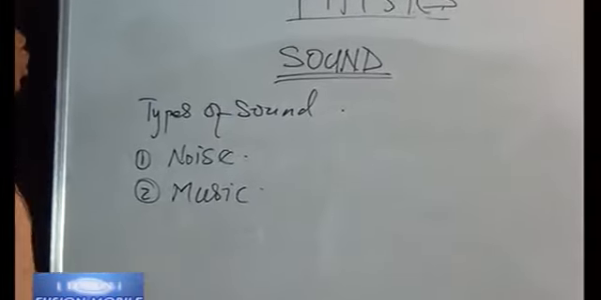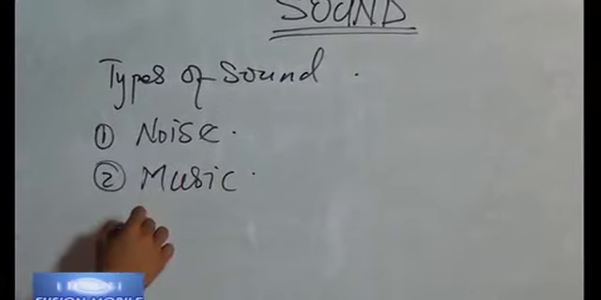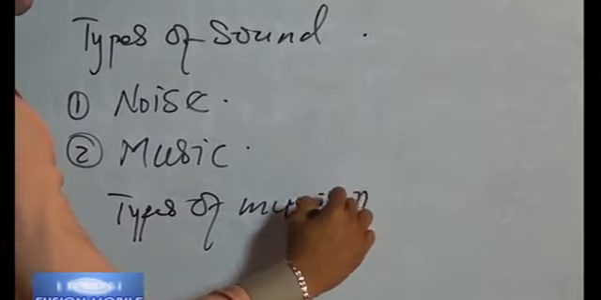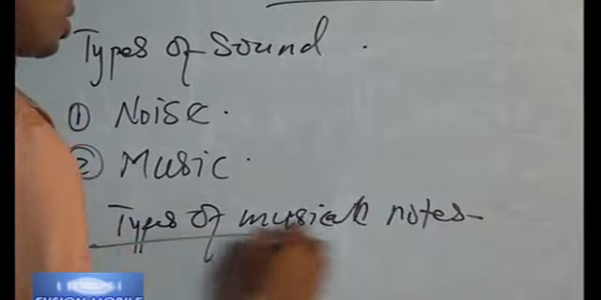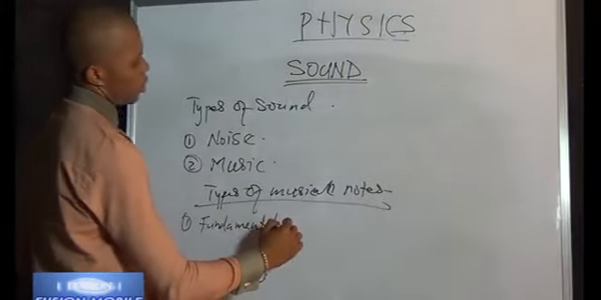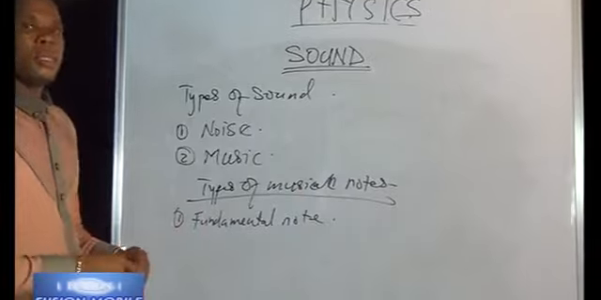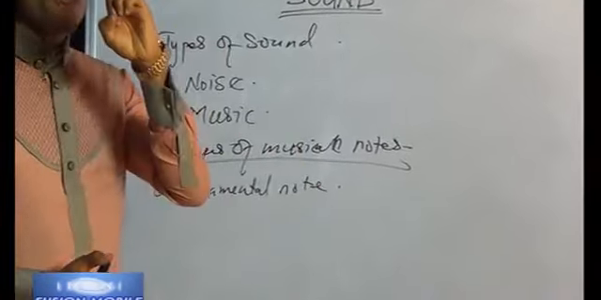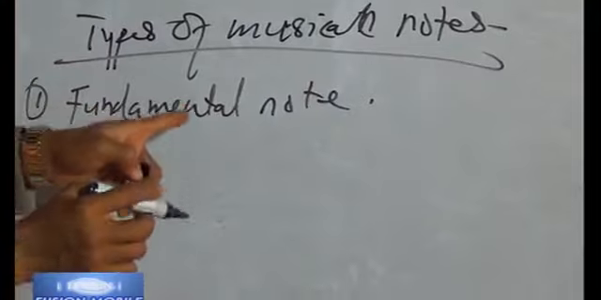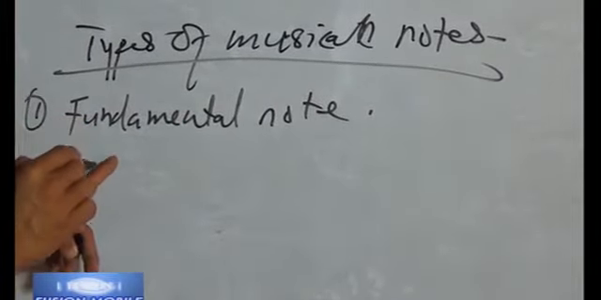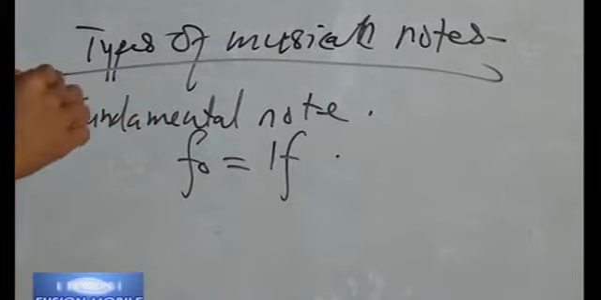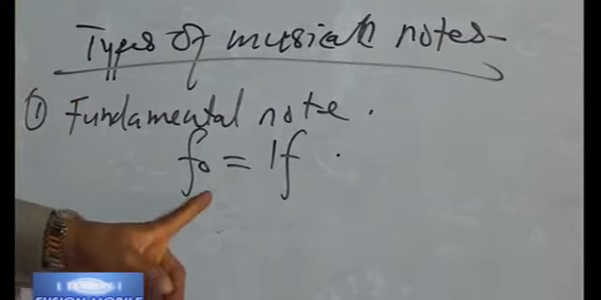Now, there are types of musical notes which we would like to mention. First, types of musical notes. The first one, we have what we call fundamental notes. This is a musical note with a single frequency. Whenever there is a single frequency ascertained in a single musical note, we'll say that that particular note is fundamental, and we tag it what? F0. That means that F0 is equal to 1F. Whenever there is one frequency, we say that that is a fundamental note.